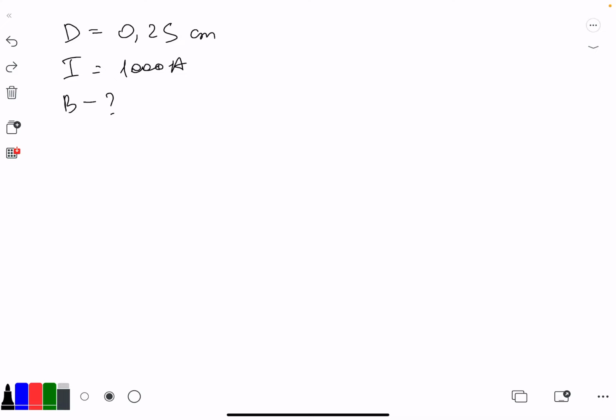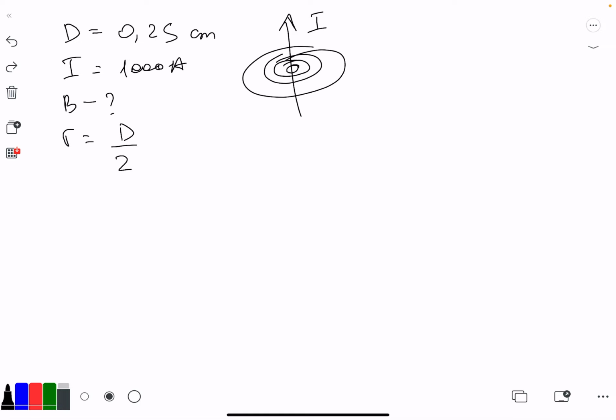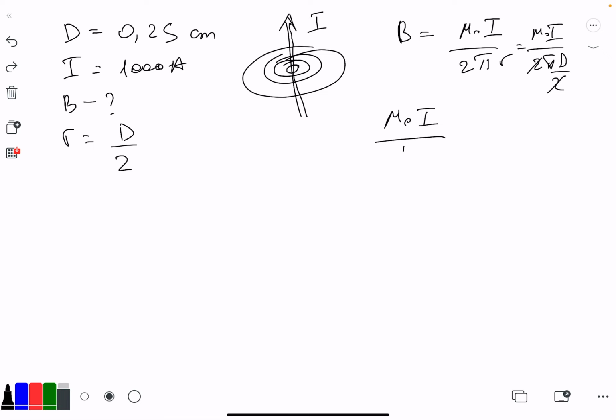So the radius is equal to d over 2. We also know that if this is a current, it will produce magnetic field everywhere. We have to find just outside of this wire. So let's say this has a certain radius of the wire. So the formula will be B is equal to mu naught current divided by 2 pi R. Okay, so that's it. Then your R is equal to d over 2, so 2 pi d over 2, it cancels out, so we end up with mu naught current divided by pi d. That's it. You put the numbers and you should get the answer.